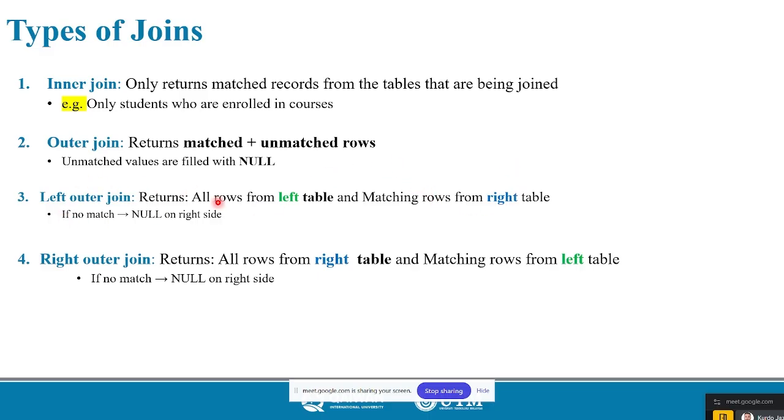Left outer join returns all rows from the left table and matching rows from the right table. Example, we have 2 tables. For the left outer join, return all the rows from this left table and matching rows from the right table. If no match, null on the right side. Right outer join is the vice versa of this: return all rows from the right table and matching rows from the left table. If no match, again, null on the left side.